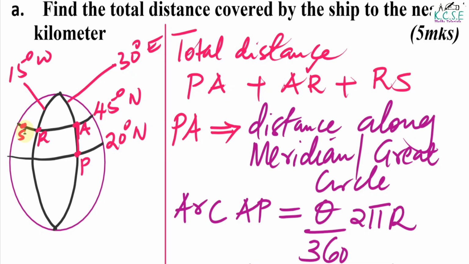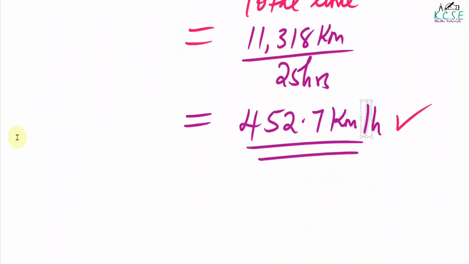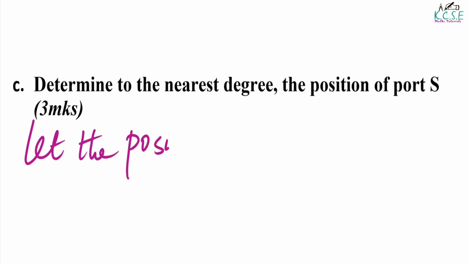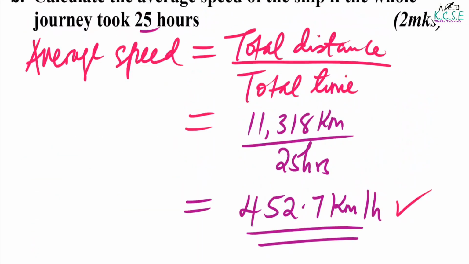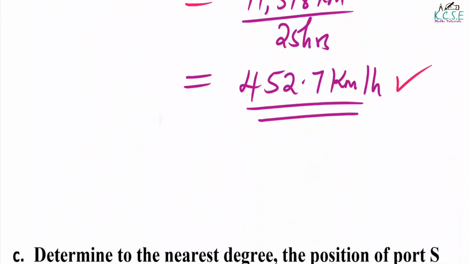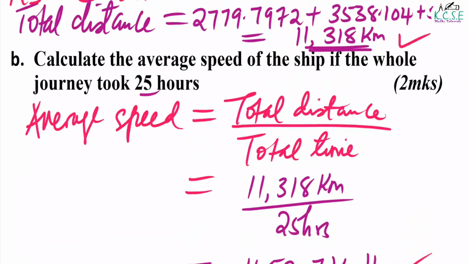So for S, let the position of S be, already we know it is located on the latitude 45 degrees north. Then what we don't know is the longitude, so we can let that be X degrees, and that is to the west, as you can see from this sketch.